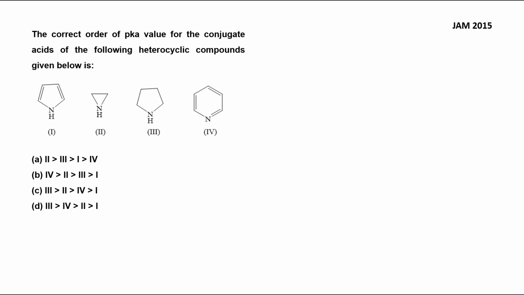Correct order of pKa value for the conjugate acid of the following heterocyclic compounds. So it is not directly asking the basicity, it is asking the pKa value of the conjugate acid. So simply what we will do for all these 4 molecules, suppose I am writing it in general as B, that is base, and in presence of some H plus it is becoming the conjugate acid, which is BH plus. So this is the conjugate acid, right?